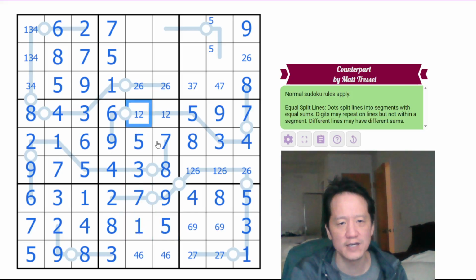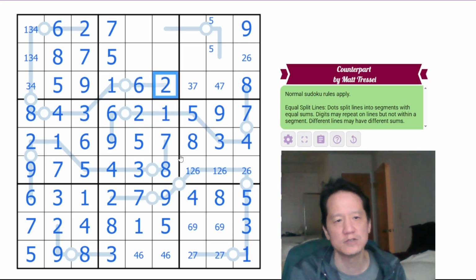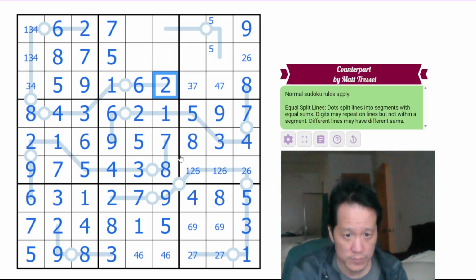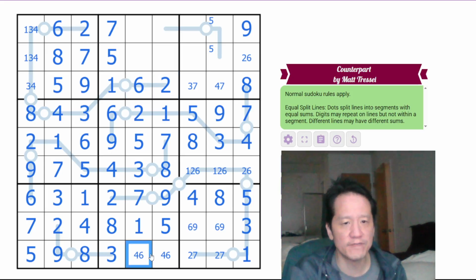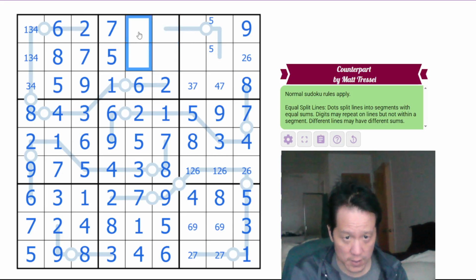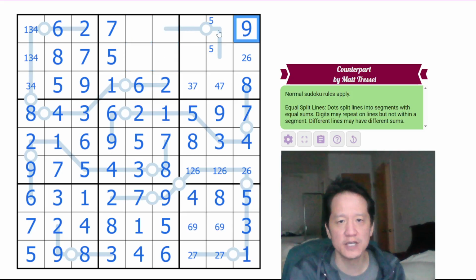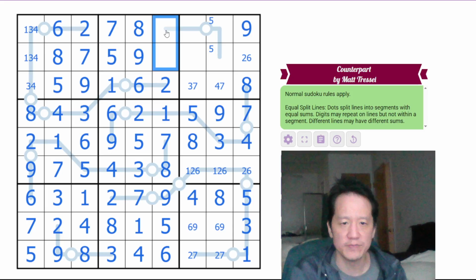This 1 makes that a 2, which makes that a 1. This 2 makes that a 6, which makes that a 2. This 6 makes that a 4, which makes that a 6. The remaining digits in column 5 are 8 and 9, but this can't be 9, so this must be 8, which makes that 9. The remaining digits in column 6 have to be 3 and 4.